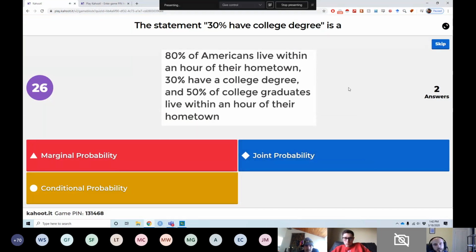So 80% of Americans live within an hour of their hometown, about 30% have a college degree, and 50% of college graduates live within an hour of their hometown.